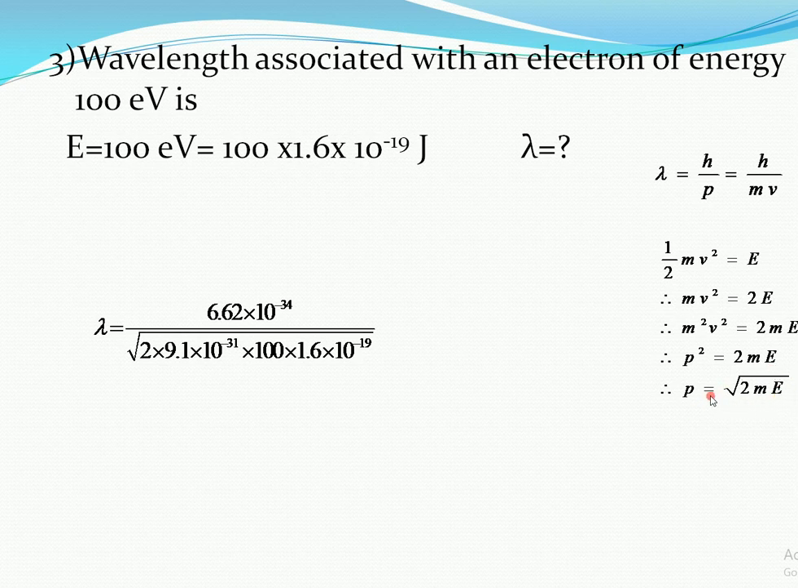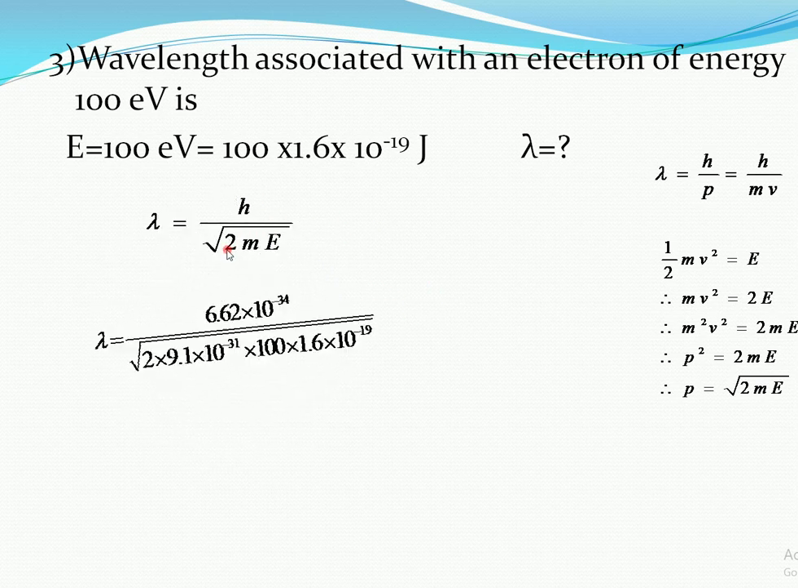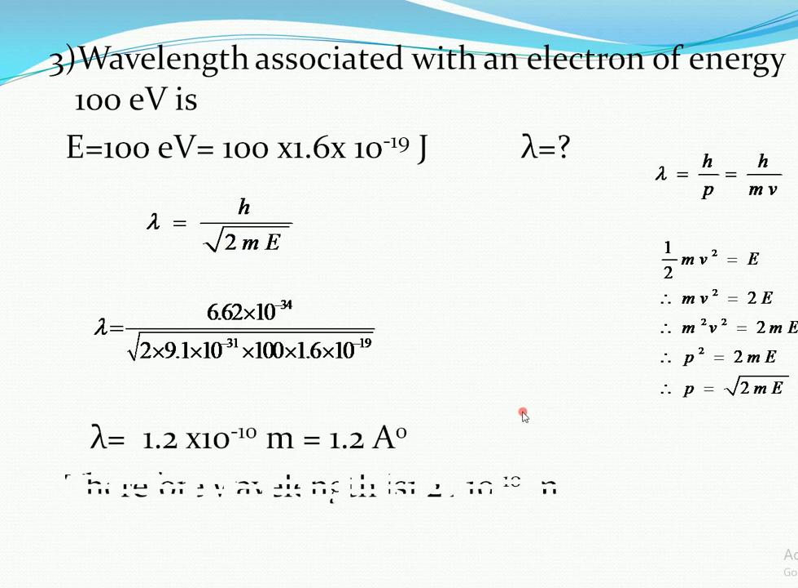We have to put this value of p in this equation, then we get lambda is equal to h upon under root 2m into E. By putting this value in this equation, we get the answer 1.2 into 10 raised to minus 10 meter, that is 1.2 angstrom. Therefore, the wavelength is 1.2 into 10 raised to minus 10 meter.